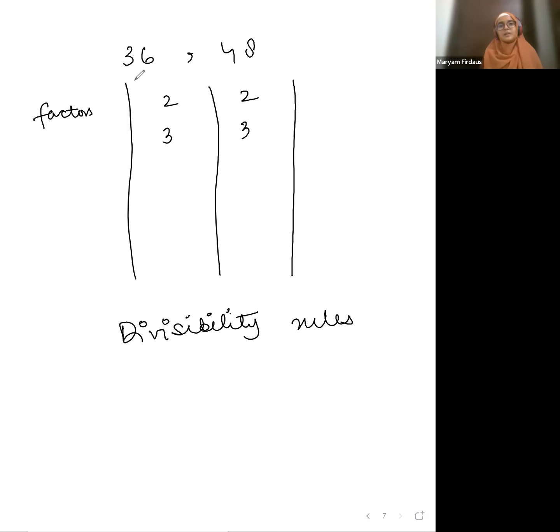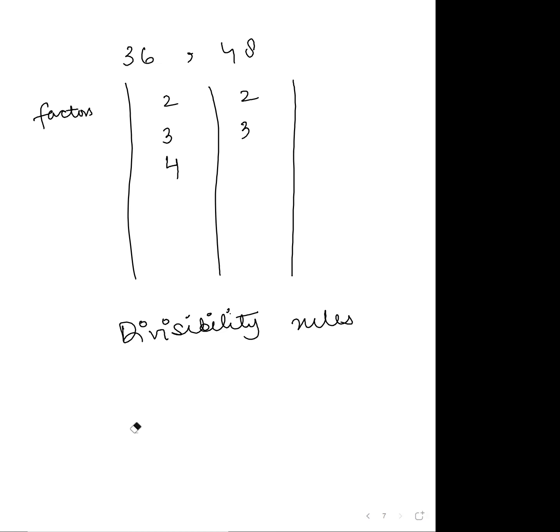So just read out the table of 4. 4 nines are 36, right? So 4 is a factor of 36. 4 12s are 48. If you see 48 divided by 4, 4 ones are 4 and 4 twos are 8. So 4 12s are 48, right? Hiba, you following me? Yes. Okay. So 4 is a factor of this also.